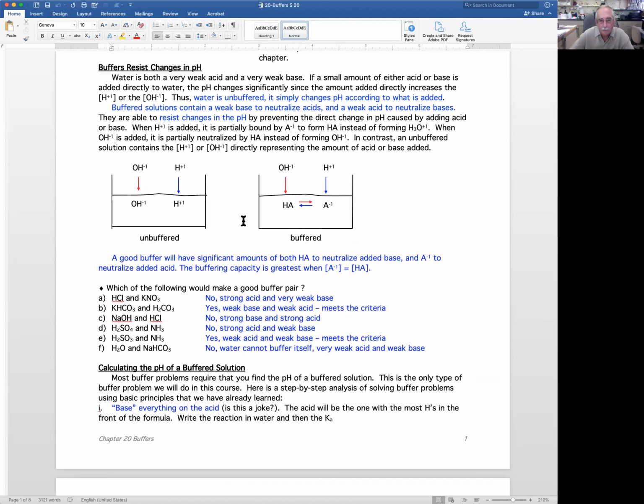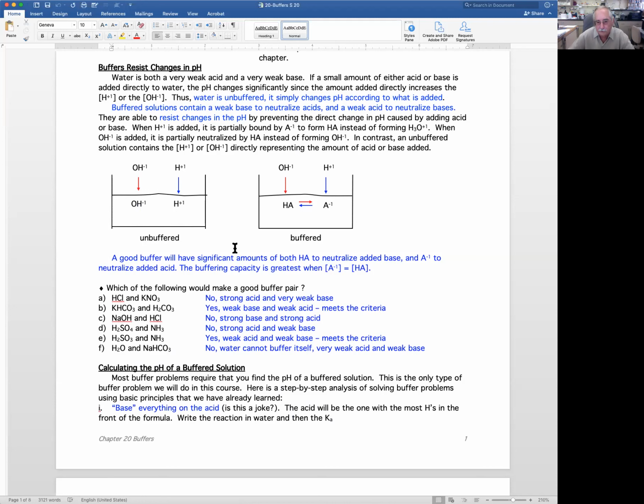So water is unbuffered. So here's a solution of water. If I add some kind of hydroxide into the water, I directly affect the concentration of hydroxide. That affects the pOH, pH, everything. Same thing with acid. If I put, say, 0.1 molar of a strong acid into this solution, I get 0.1 molar of this, and the pH would go all the way down to pH 1. Negative log of 10 to the minus 1 is 1. So there's absolutely no buffering here.